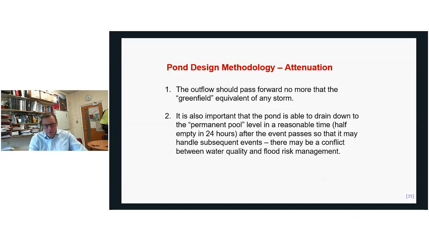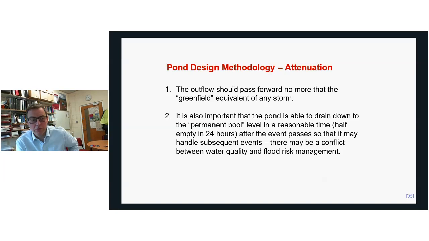We also have to think about attenuation. Your pond has to be designed so that it passes forward no more than the greenfield runoff rate for any equivalent storm. So what that means is for a 1 year return period event, your pond can't pass forward anything more than typically the greenfield equivalent of that storm, and likewise for the 1 in 30 year event, you wouldn't expect your pond to pass anything forward more than the 1 in 30 greenfield equivalent runoff rate.